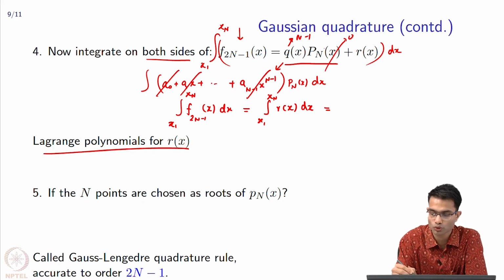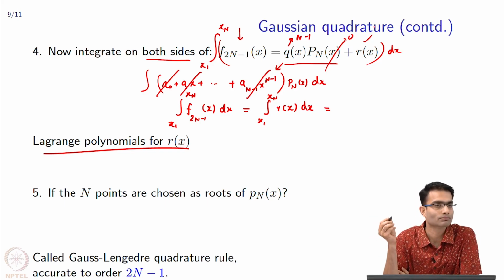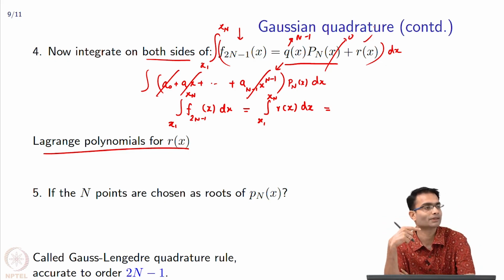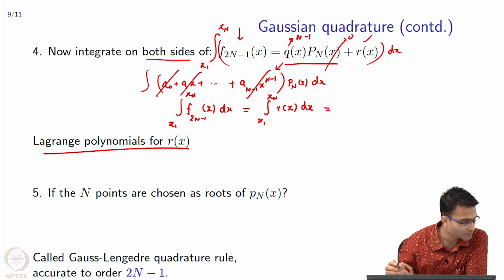So, I know q, I know p, I know r. So, I know Rx is some polynomial of degree n minus 1, right. So, I can use what we had discussed earlier, the Lagrange polynomials, to integrate this guy out, right. So, what will this integral be?